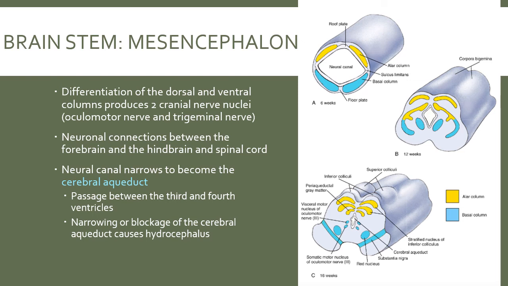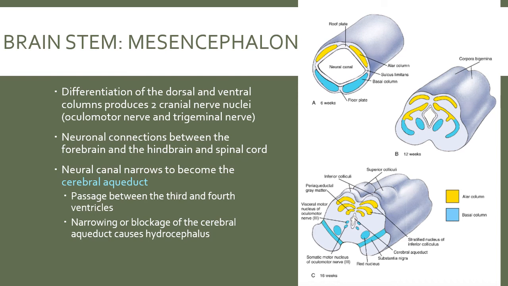Additionally, in this region, the neural canal, the neural tube, the empty space there, is going to narrow and become the cerebral aqueduct, which is the passageway between the 3rd and 4th ventricles. Now, the cerebral aqueduct is critical for the normal function of the brain, but it can become narrowed or even blocked. And if it does, we get backup of cerebrospinal fluid into the third and then the lateral ventricles. Again, because those ventricles are producing their own cerebrospinal fluid, but the only way to get it out is to go through the cerebral aqueduct.